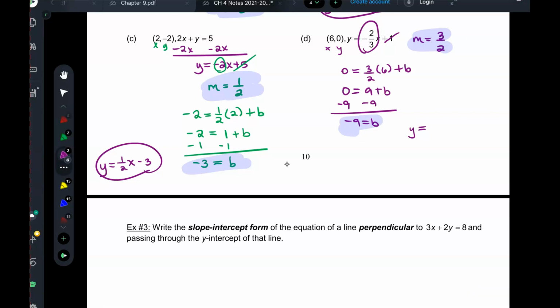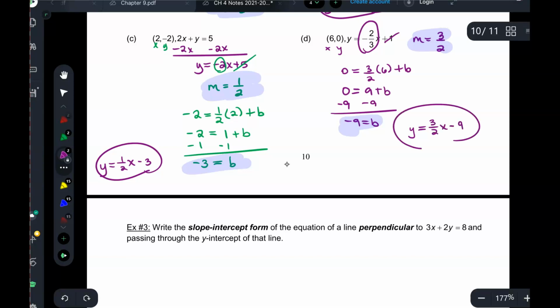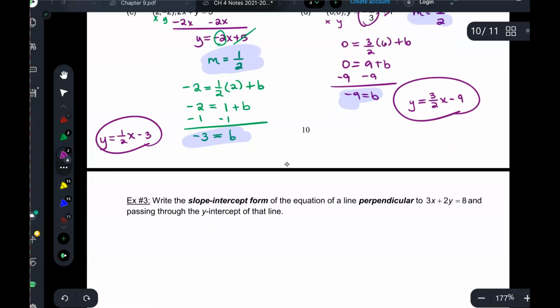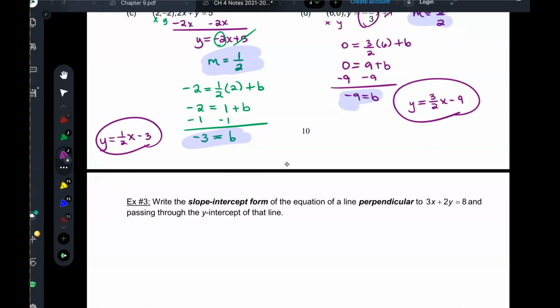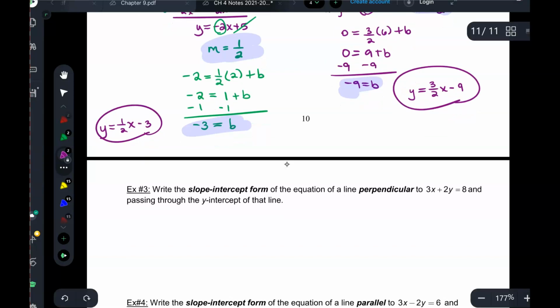Leon, what were you going to say? Y equals 3 over 2x. Good. Okay, excellent. Do you think we got a good handle on that? Excellent. All right.